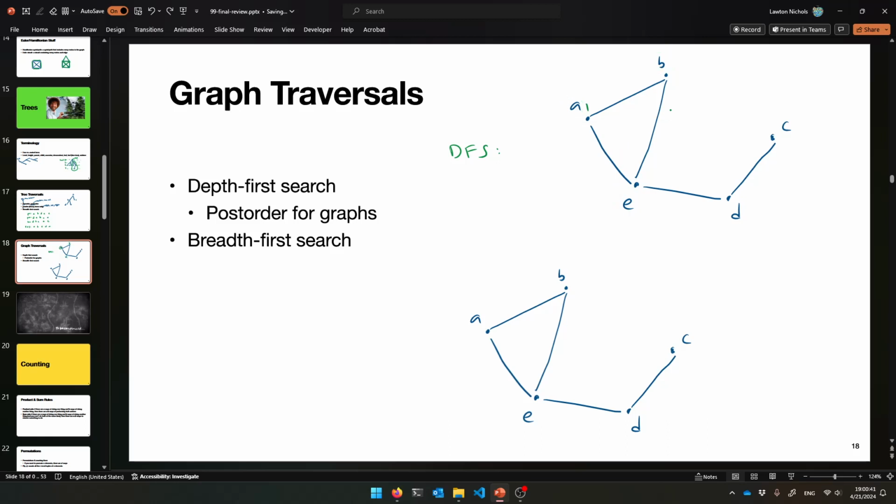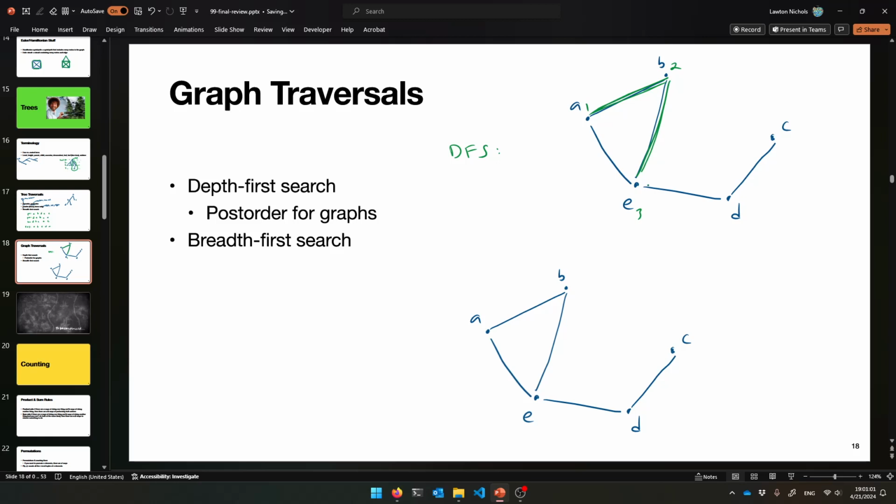So you can draw out the stack, but I'll just do it quickly. A is going to look at B. I visited A and B at that point. B is the second thing I see. And then from B I can go to A or I can go to E, but I've already been to A, so I'm going to E next. So let's go in there. And then E is the third thing we see.